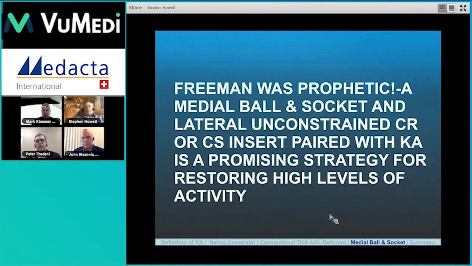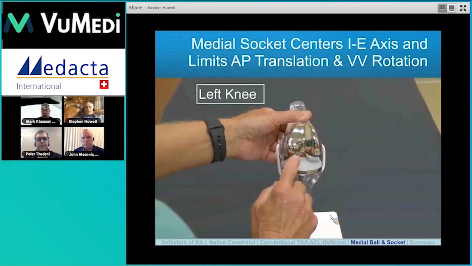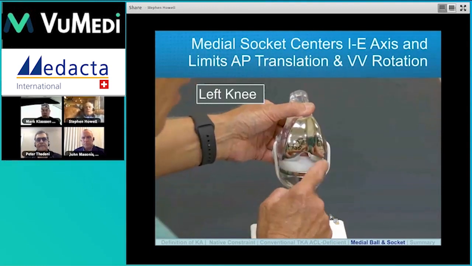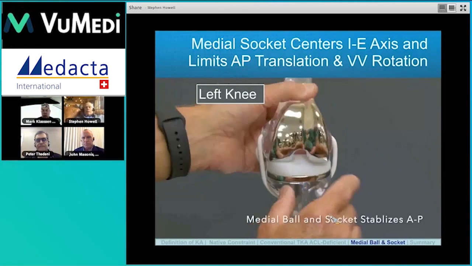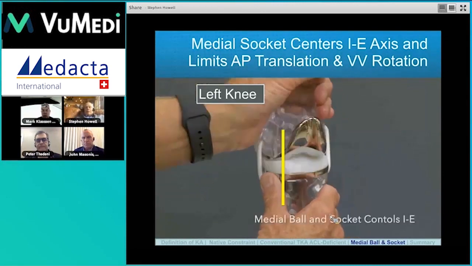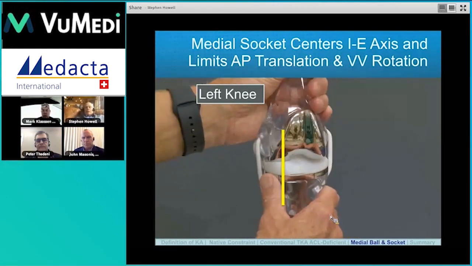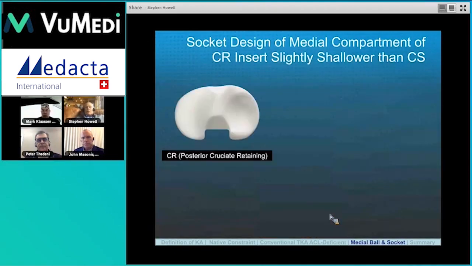Now let's move to what I think is an advancement in thought, Freeman's prophetic concept of the ball and socket and lateral unconstrained CR and CS insert. So this is a model of the medial compartment of a left knee, and you can see how the knee flexes and extends and rotates on the medial side in the socket. Hence, the medial insert ball and socket combination replaces the ACL function, reduces the risk the tibia translates anteriorly during kneeling, squatting, and other activities.